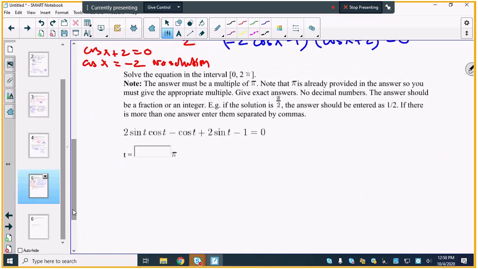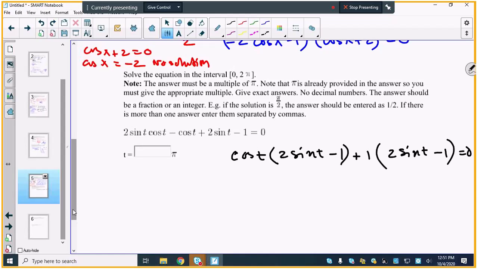Solve the equation in the interval 0 to 2 pi. It's a similar problem. Again, I have a situation where it looks like I can factor things. For example, if you look at the first two terms, cosine t is in common. So let's take it out, and I get 2 sine t minus 1. Then I can take out plus 1 from the remaining two terms, because I want to ensure that I have 2 sine t minus 1 as the factor. So I get cosine t plus 1 times 2 sine t minus 1 equal to 0.